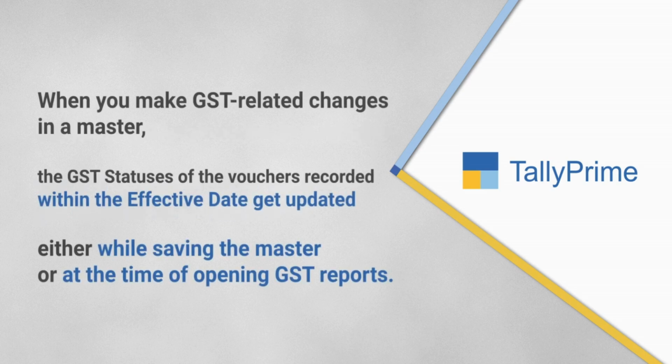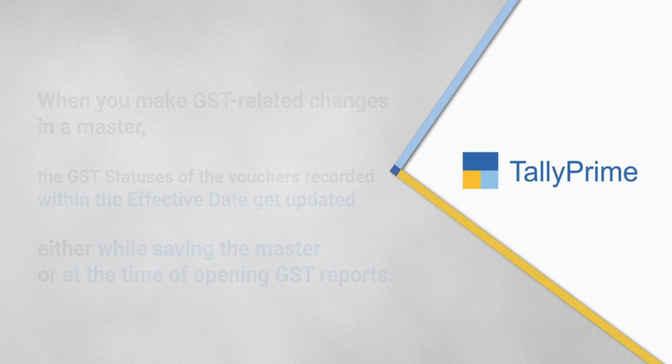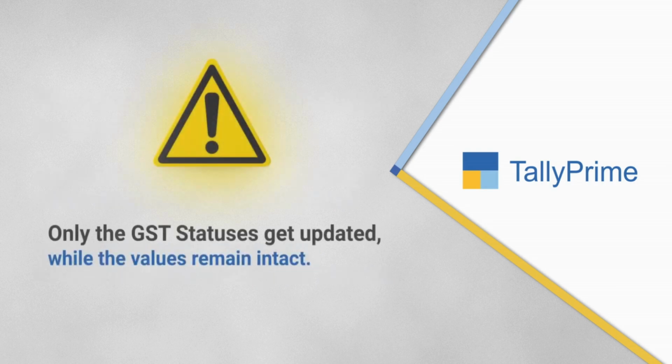However, when you make GST-related changes in a master used in a voucher recorded within the effective date, the GST status of the voucher gets updated while keeping the values intact. This is because TallyPrime recomputes GST statuses of the affected vouchers either when you save the master or while opening of the GST reports. It is important to note that when you make GST-related changes in a master, only the vouchers recorded within the effective date specified while altering the master get affected.